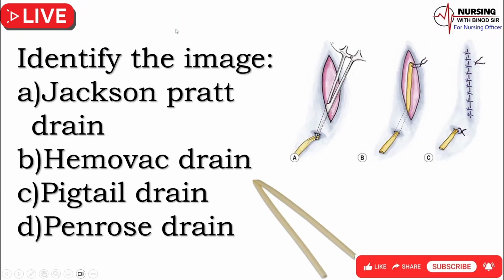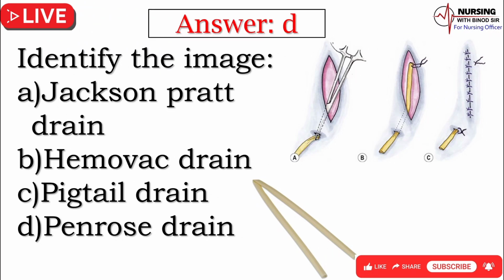Identify the image. A. Jackson-Pratt drain. B. Hemovac drain. C. Pigtail drain. D. Penrose drain. The correct answer is D option, that is Penrose drain. Explanation. A Penrose drain is a medical device used to drain fluids from a wound or surgical site, named after Charles Bingham Penrose, who developed it.